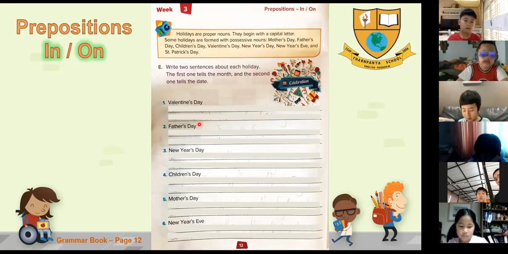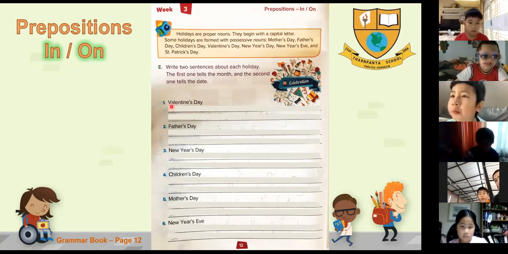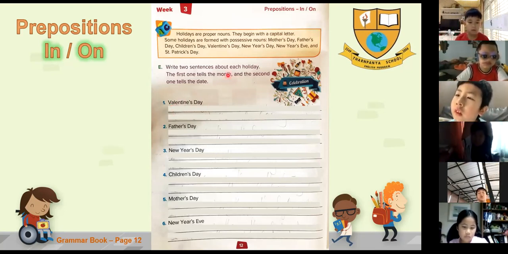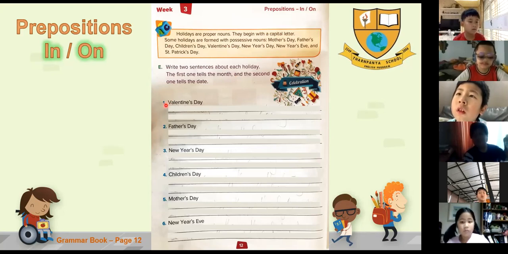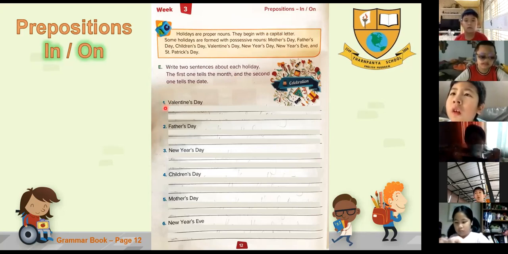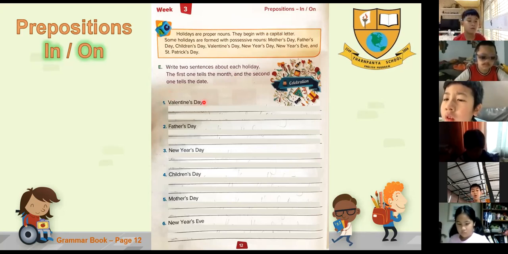So for the first one, we are going to use the date February 14. So we need to use this date to write two sentences. In the first one, we need to tell the month. And in the second one, we need to tell the date. So let's start with the first one. Any idea of how to write a sentence for the first one? We need to tell the month in which Valentine's Day happens. And we need to use, as you can tell, the prepositions in and on.